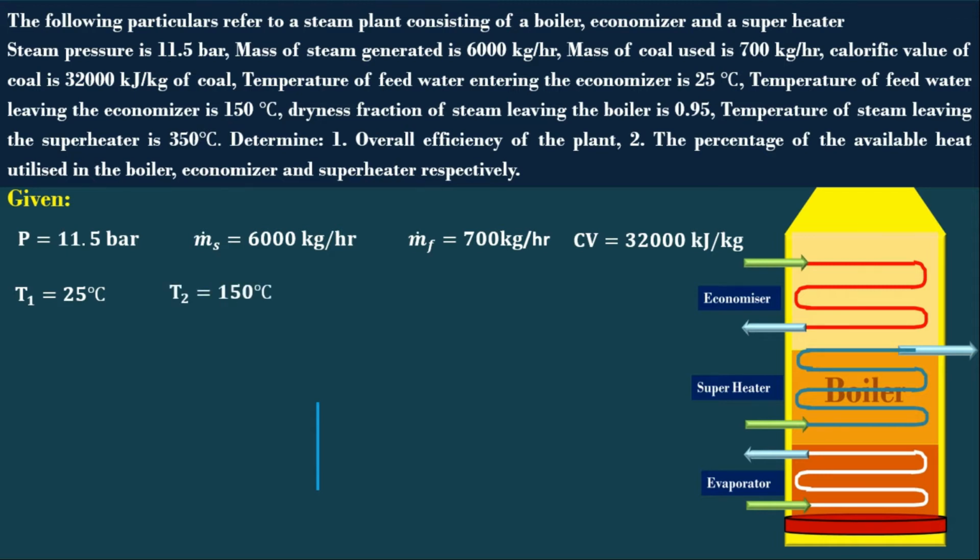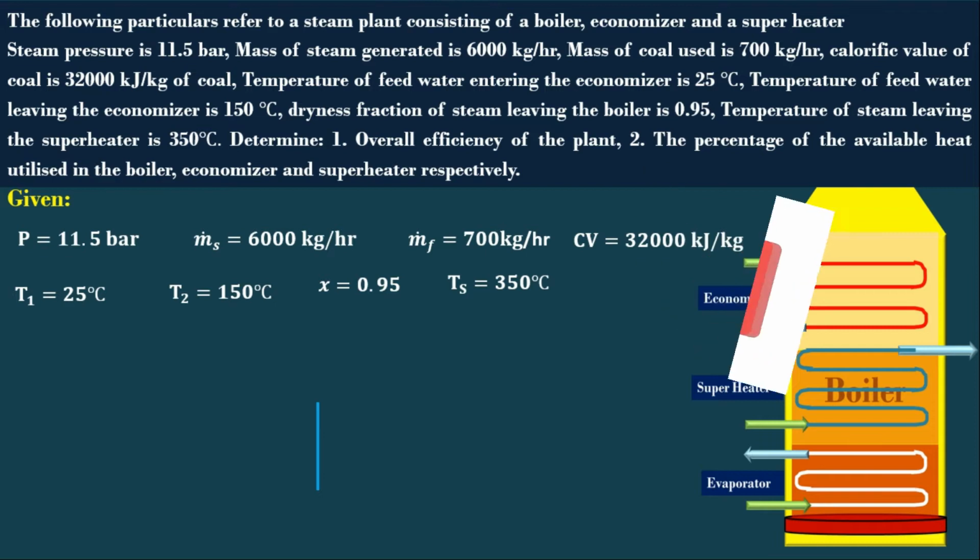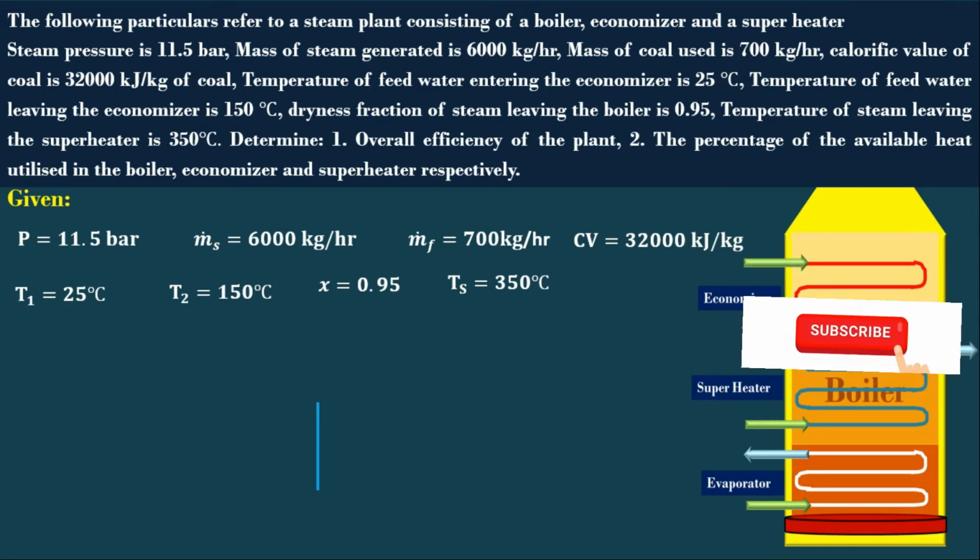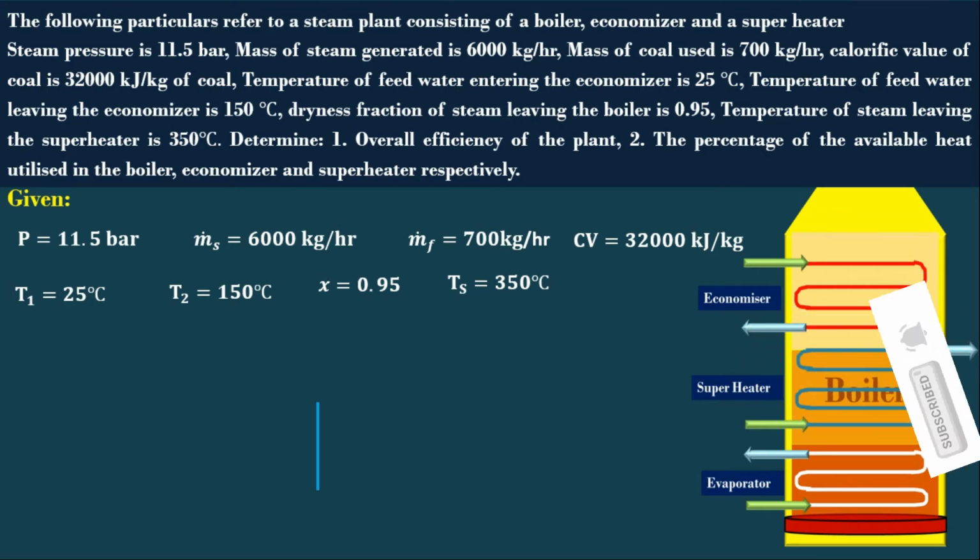Dryness fraction of steam leaving the boiler is 0.95. The temperature of steam leaving the superheater is 350 degrees Celsius. Determine the overall efficiency of the plant, and the percentage of heat available in boiler, economizer and superheater. First we will discuss the boiler.